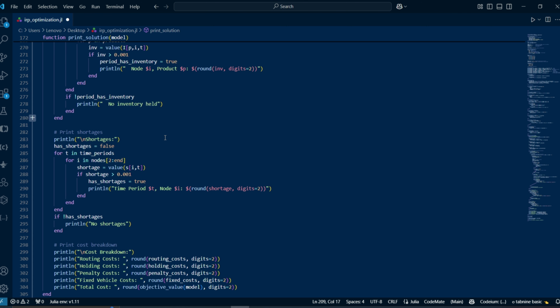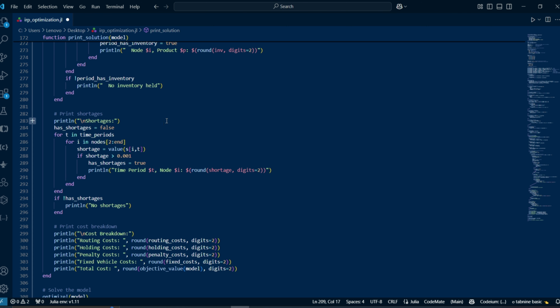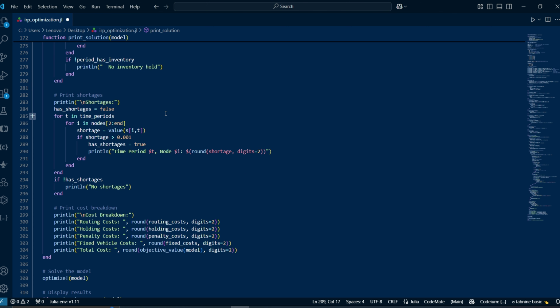Next, the shortages part. You can see here the shortage calculations are processed, and the model evaluates whether the deliveries to customers were insufficient in meeting the set demand levels. If any shortage occurs, the time period, node, and product impacted are logged, providing insights into where adjustments may be necessary.